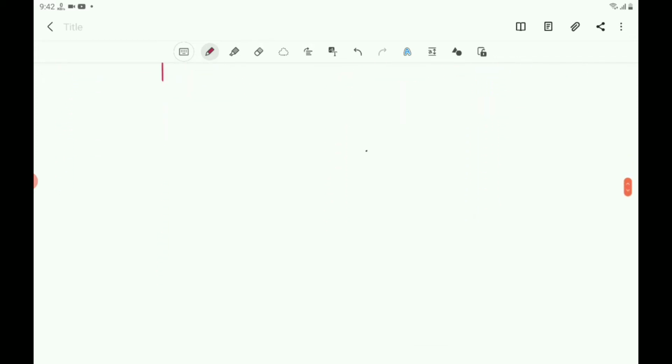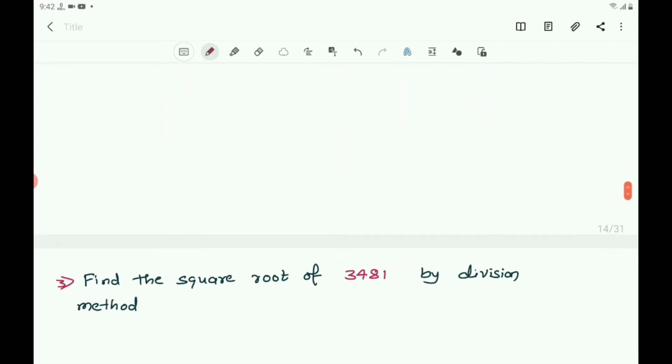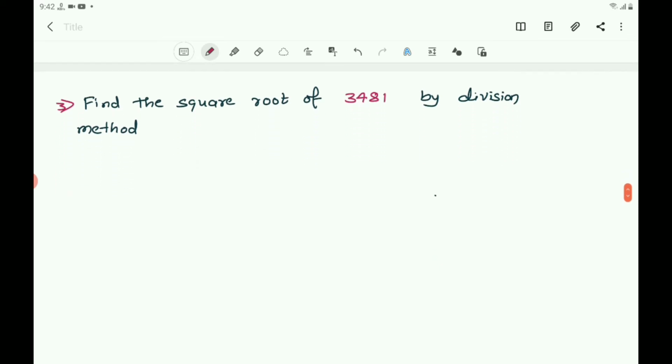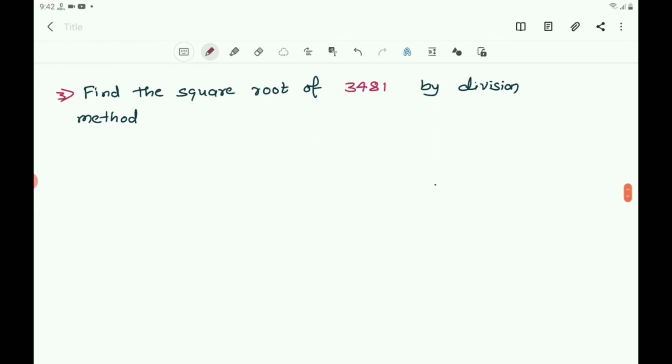Next one, let us take, that is, find the square root of 3481 by division method. Here also the given perfect square has 4 digits. Take that number 3481. 4 digits are there. So each group has 2 digits, and make the bars here, 81 and 34.